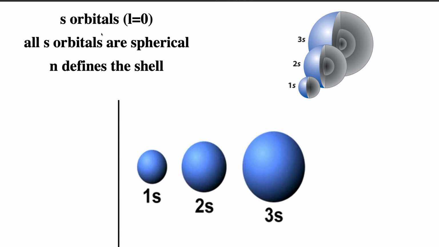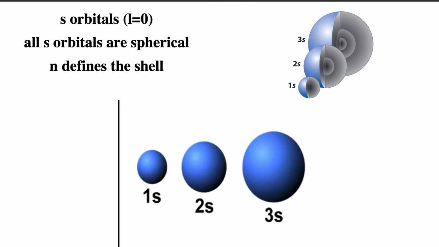And so s orbitals are spherical, corresponds to L equals 0. And again, n defines the shell, and the bigger the n, the bigger the orbital. And so you can see here we have a 3s, that means that n equals 3, L equals 0, 2s, n equals 2, L equals 0, 1s, n equals 1, L equals 0, and so the 3s is bigger than 2s because 3 is bigger than 2.